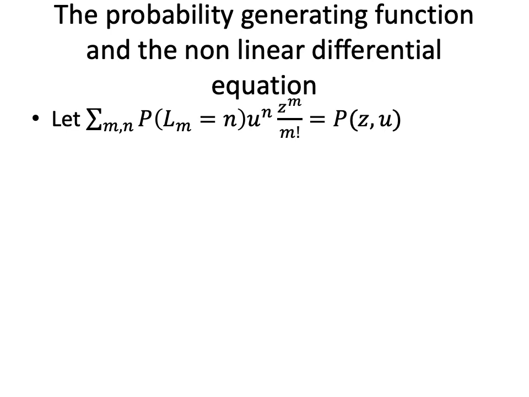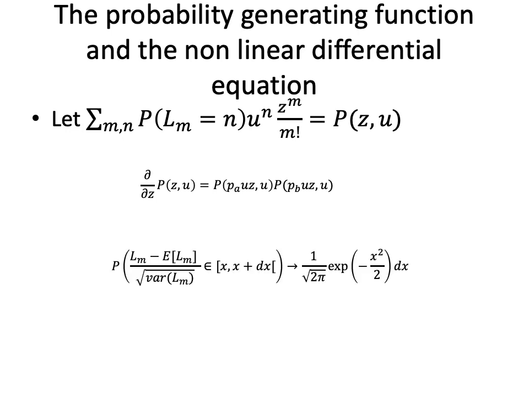What was interesting in this paper is that the combinatorial analysis was done over a generating function with a non-linear differential equation. The generating function of the path length satisfies a non-linear differential equation, and we have to use non-linear techniques to figure out that we get a normal distribution at the end.